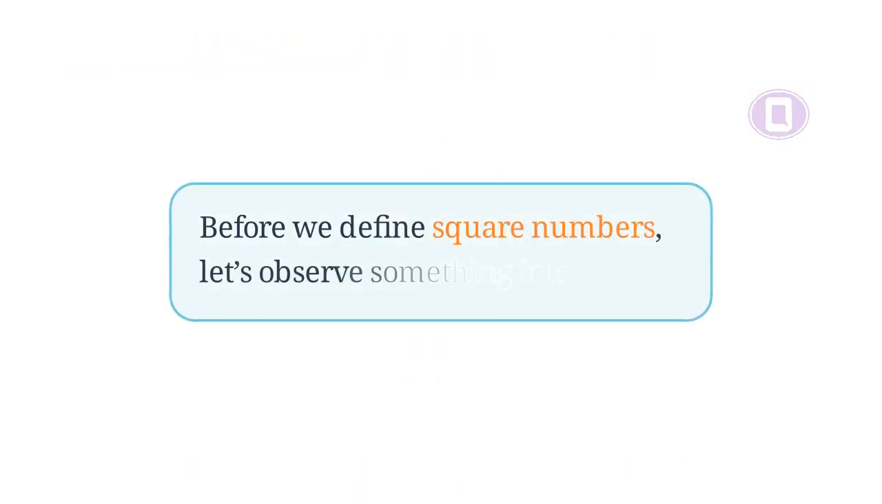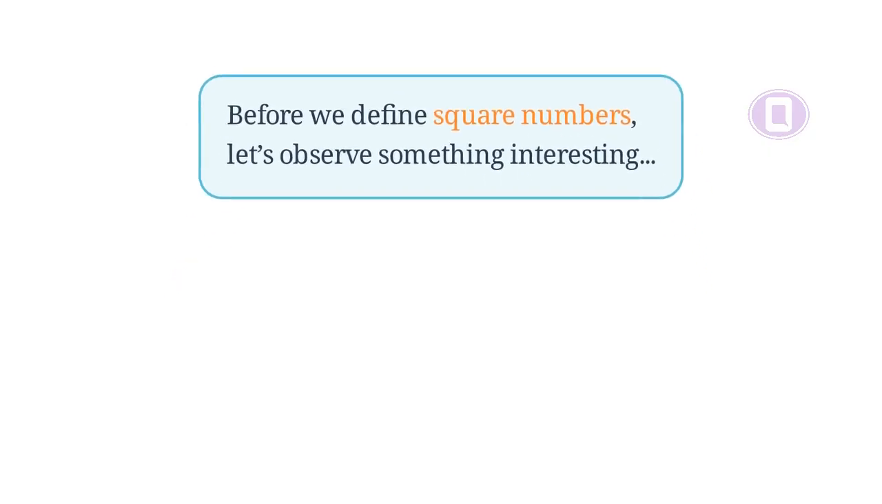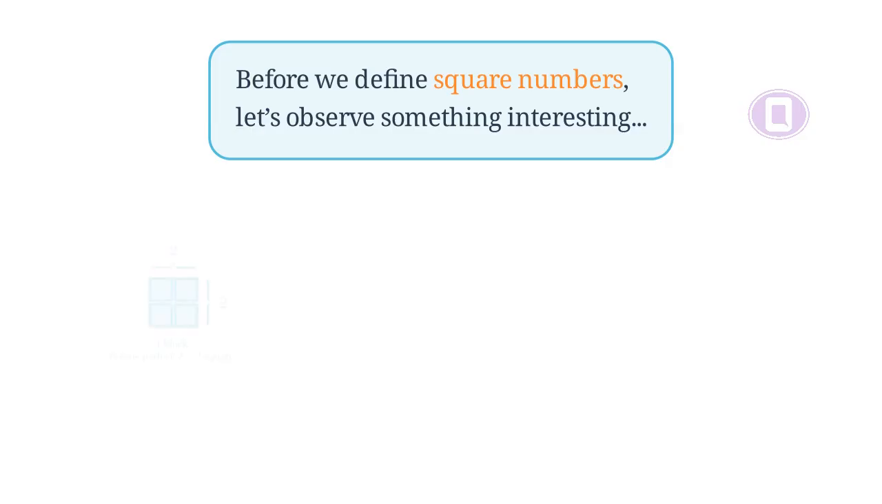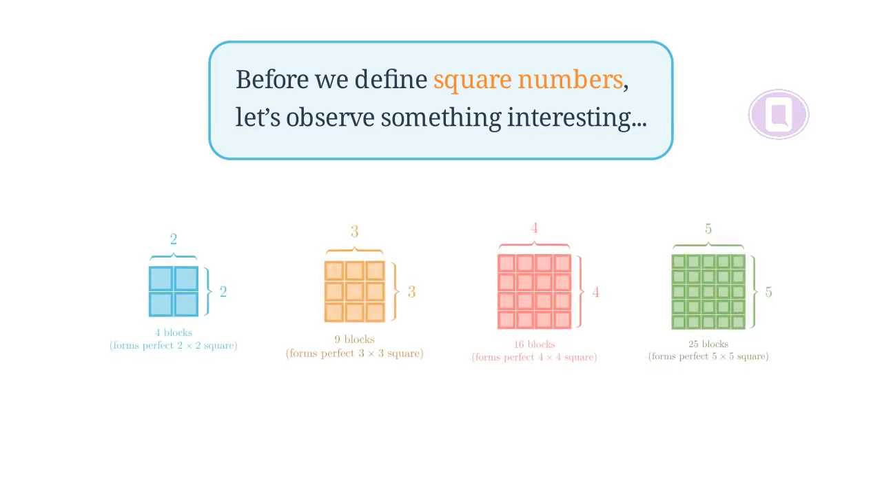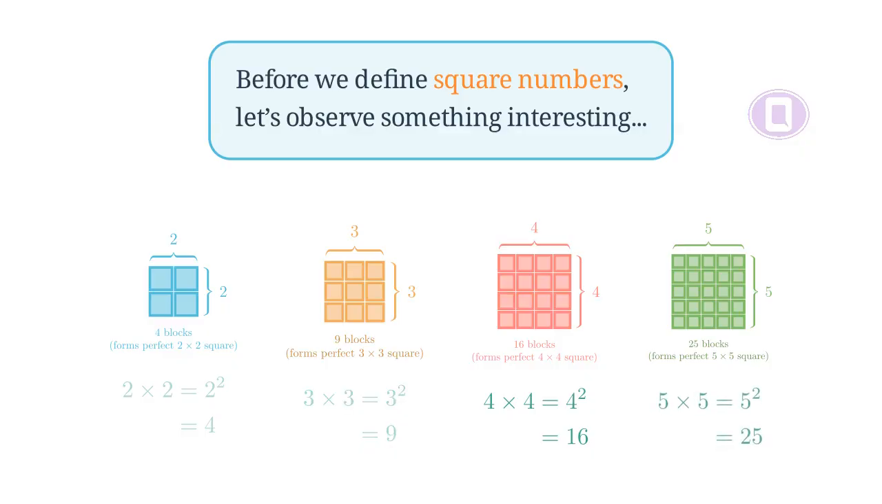Before we define square numbers, let us observe something interesting. Let us recall the perfect squares we have discovered so far: 4, 9, 16 and 25. 2 times 2, or simply 2 squared, equals 4. 3 times 3, 3 squared, equals 9. 4 times 4, 4 squared, equals 16. 5 times 5, 5 squared, equals 25.